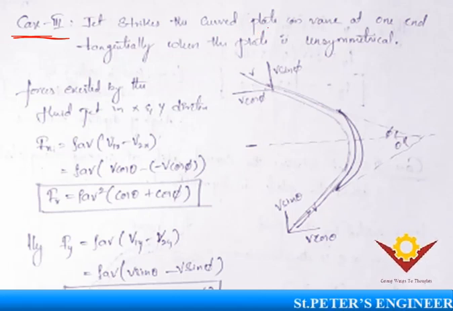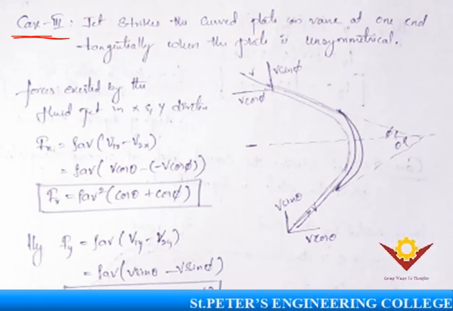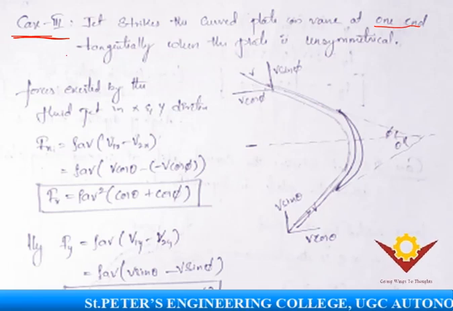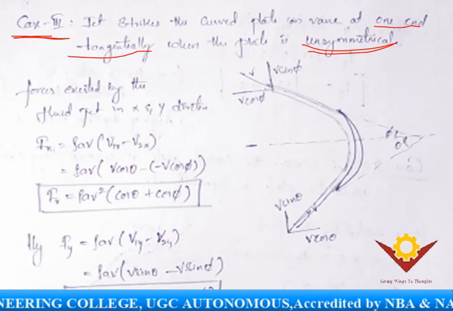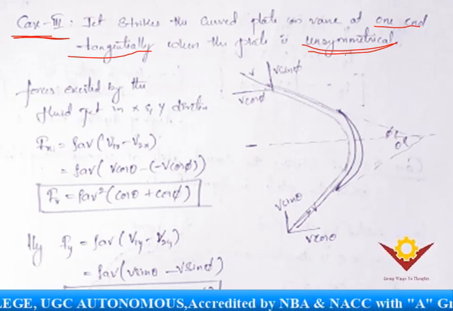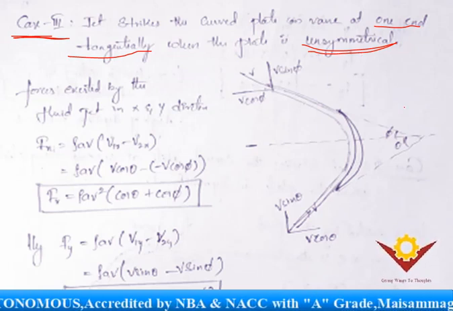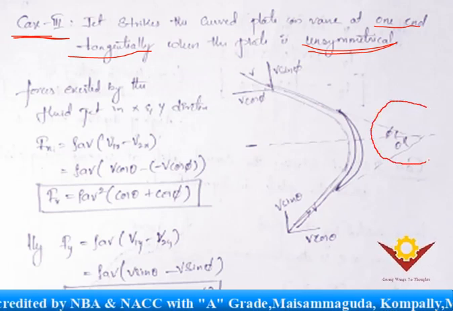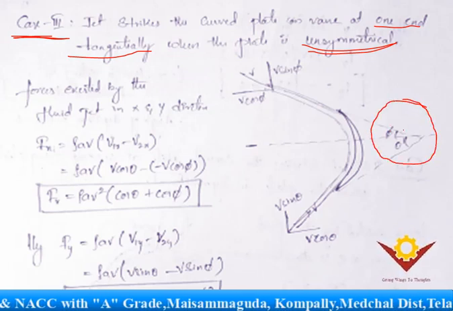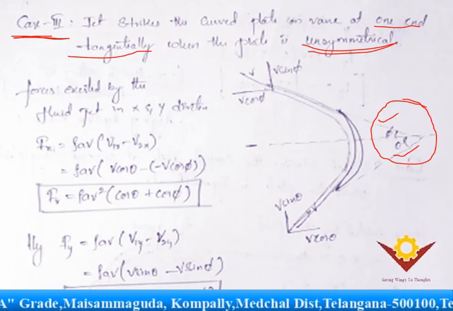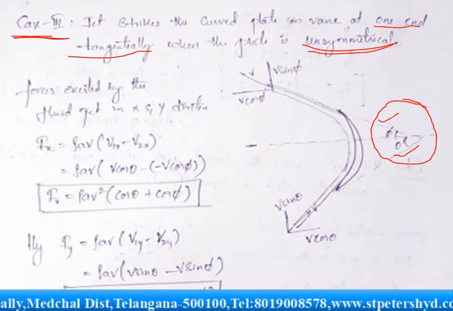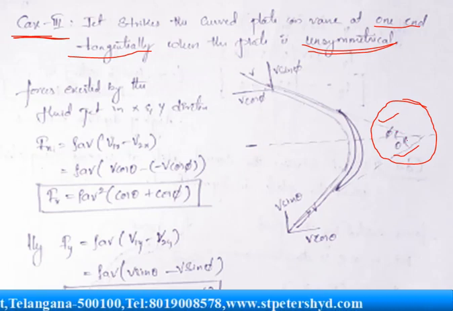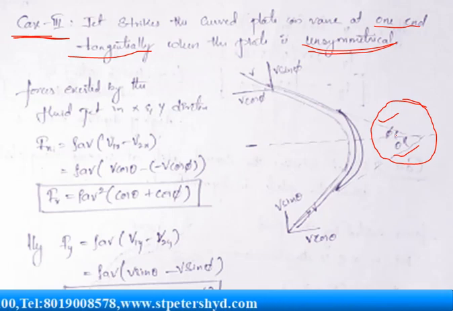Here the jet strikes a curved plate or a vane at the end, but it is unsymmetrical. How can you remember that it is an unsymmetrical vane? See, here you have two angles, right? It is theta and it is pi. That means we have two different angles. Because of seeing those two angles, you can say it is an unsymmetrical one.